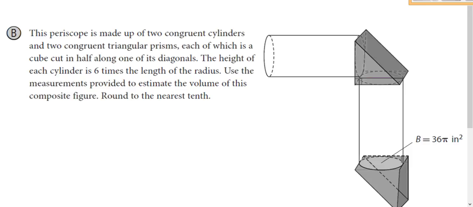It's pretty much the same concept for this one. We have 2 congruent cylinders and 2 congruent triangular prisms. So the nice thing is, once you find the volume of one, you know the volume of both. The triangular prisms are each part of a cube that was cut in half along one of its diagonals. So if you put these 2 together, you get a cube.